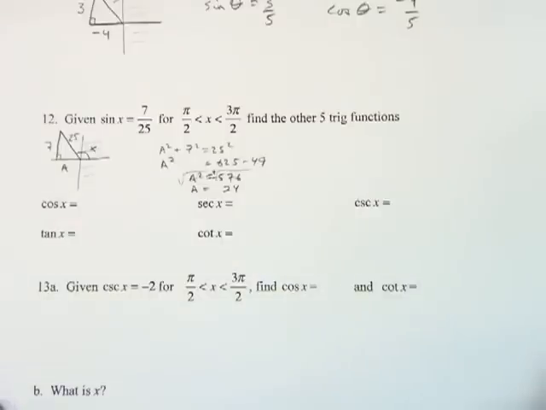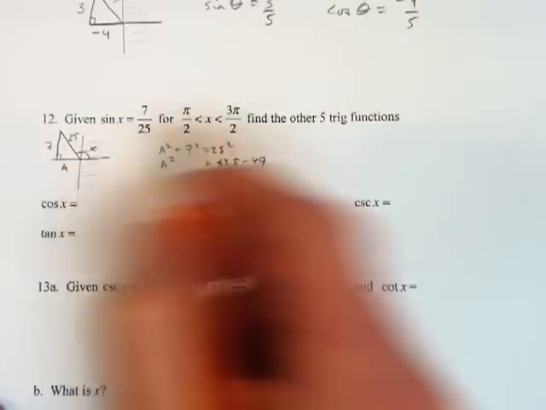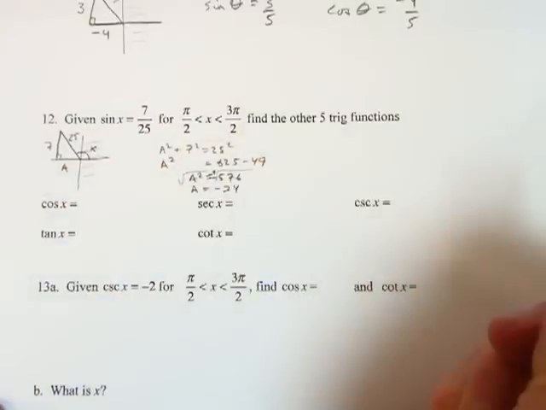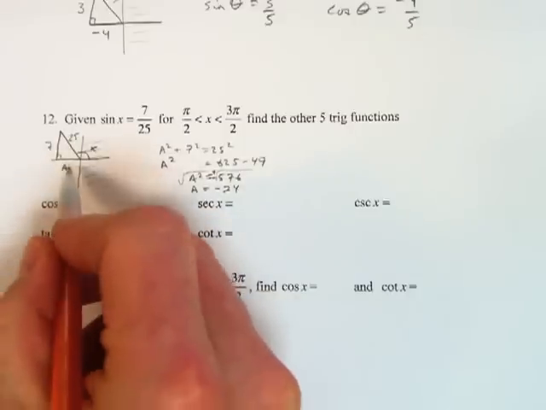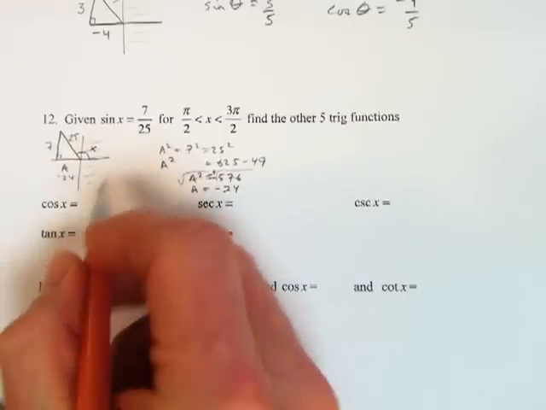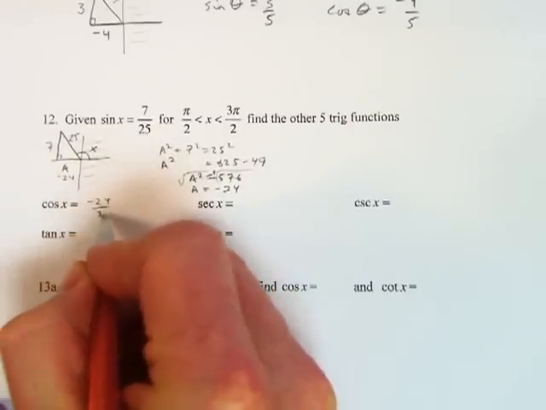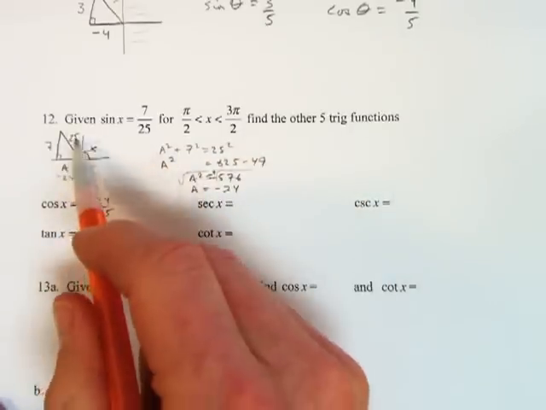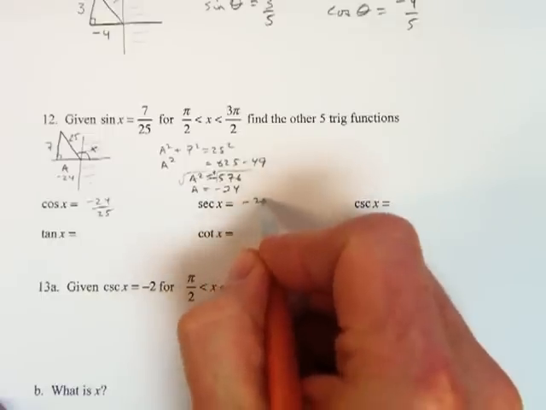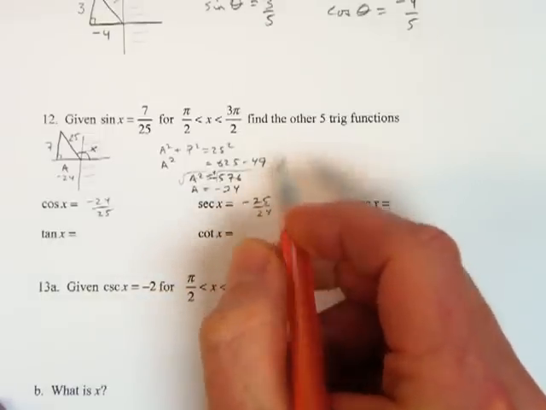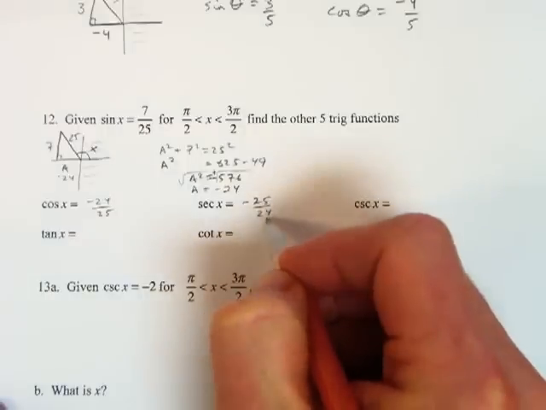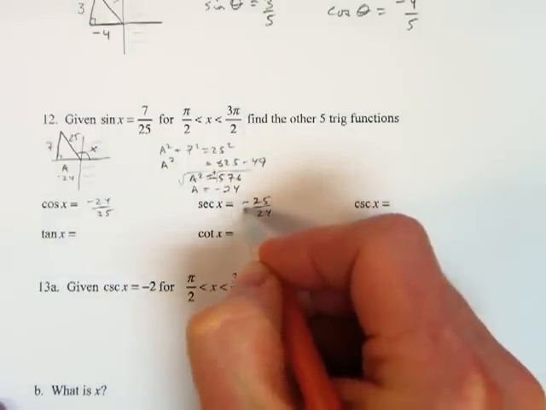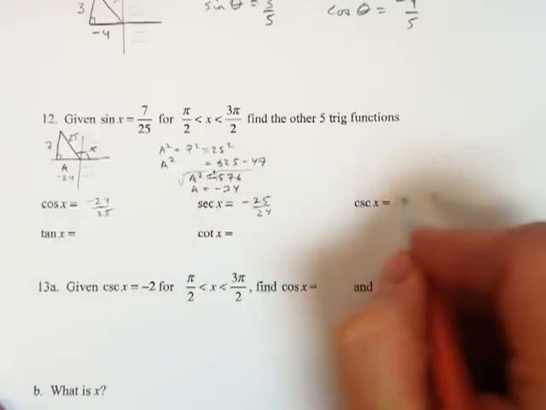Well, you have to look and see what quadrant you are in. We're in the second quadrant, so a is negative. So now we can say cosine is adjacent, -24 over 25. Secant would be the reciprocal of that, or hypotenuse over adjacent, so -25 over 24. I do not want to see you put 25 over -24. That negative goes out in the front or to the top.